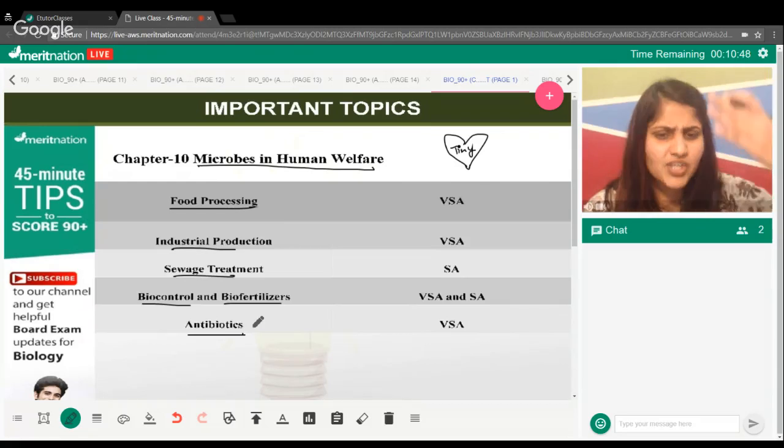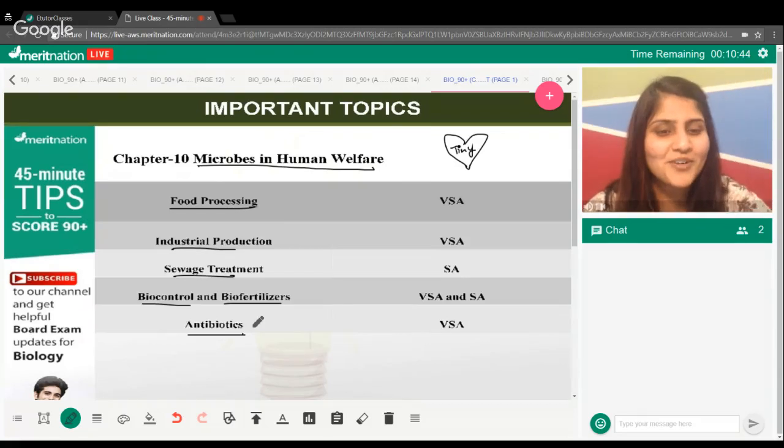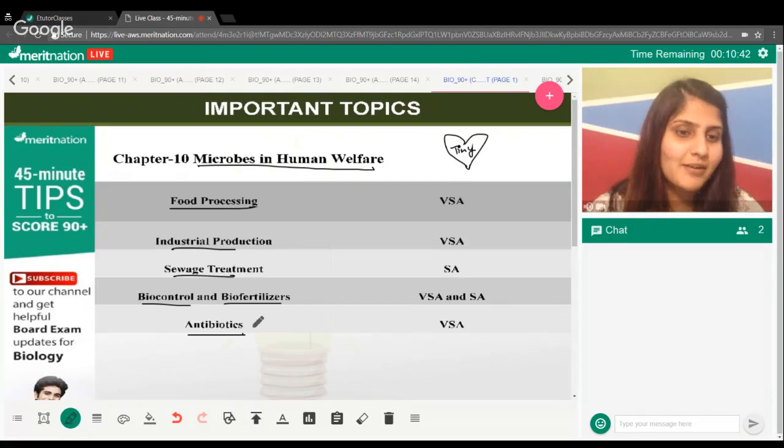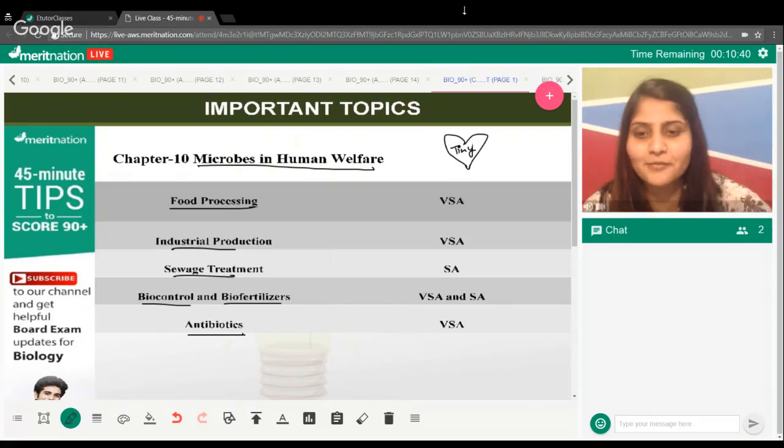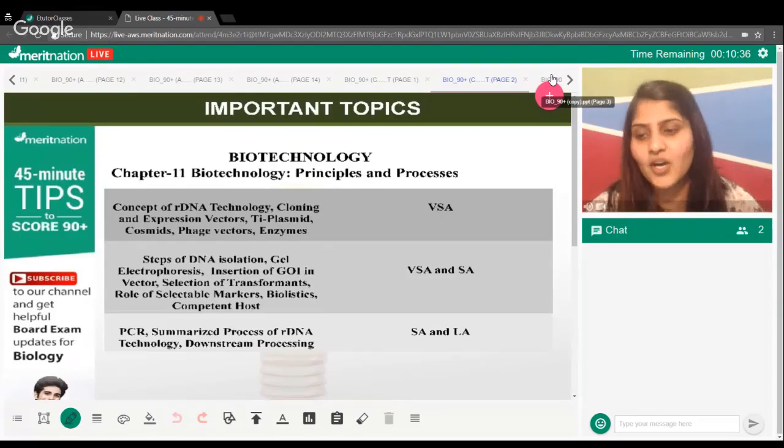Basically, there is a chart. There are many tables in this particular chapter. So read that and your life will be sorted, as far as I believe. Moving on to your biotechnology.